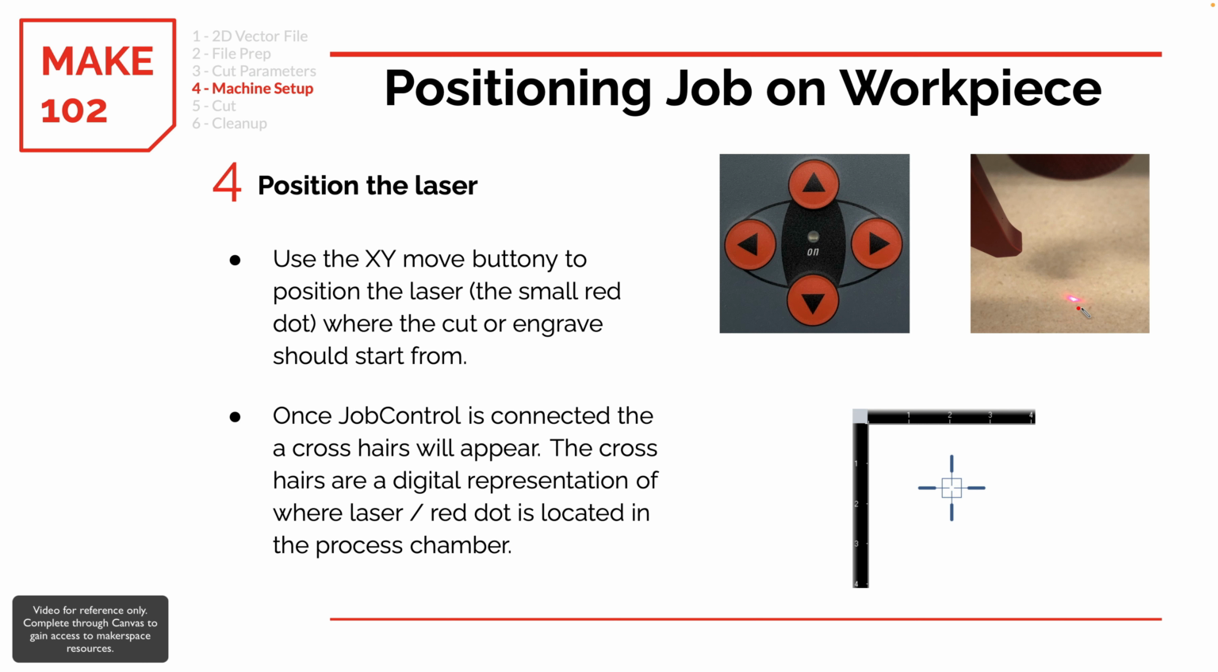When the machine is connected to the software job control, the location of this dot is represented by the crosshairs. So if we move this dot in any direction, the crosshairs on our screen should move. So by using these controls, we will be moving this dot around the workpiece, and that will in turn move the crosshairs around in our software.